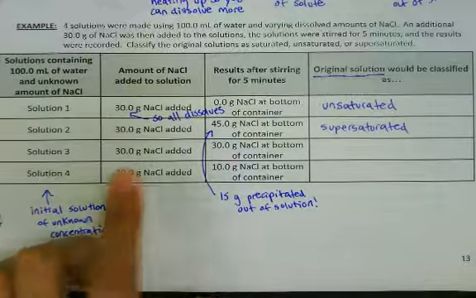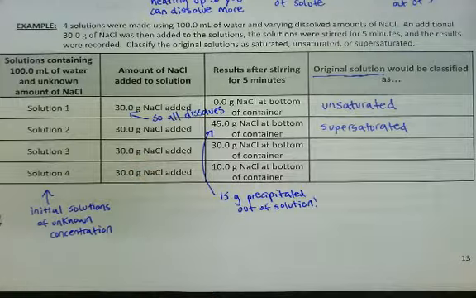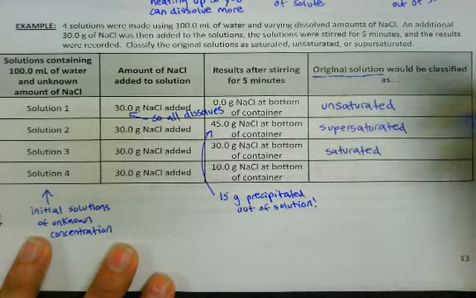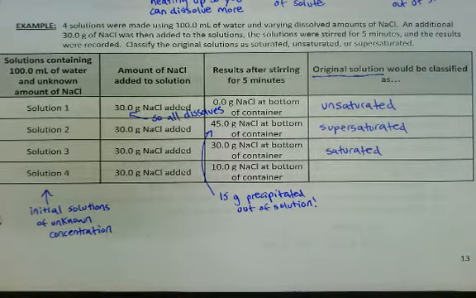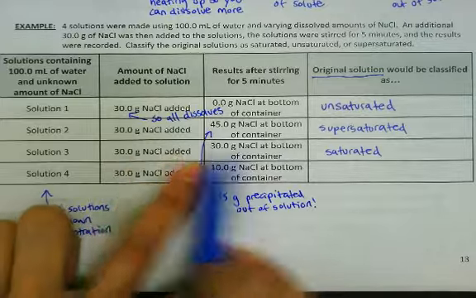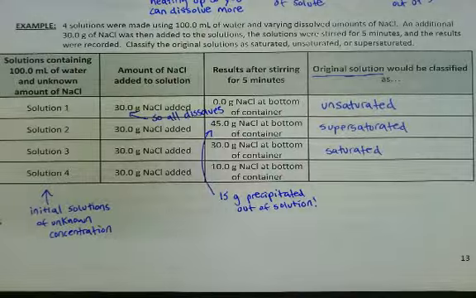Okay? What about solution 3? Solution 3, we dissolved 30 grams of sodium chloride, and after stirring for 5 minutes, there's 30 grams at the bottom. Saturated. Why do you say that? What does saturated mean? Maximum amount, right? So we already had the maximum amount in the solution. We couldn't shove any more in, basically. So the 30 grams just fell to the bottom. Very good, y'all. Any questions so far?